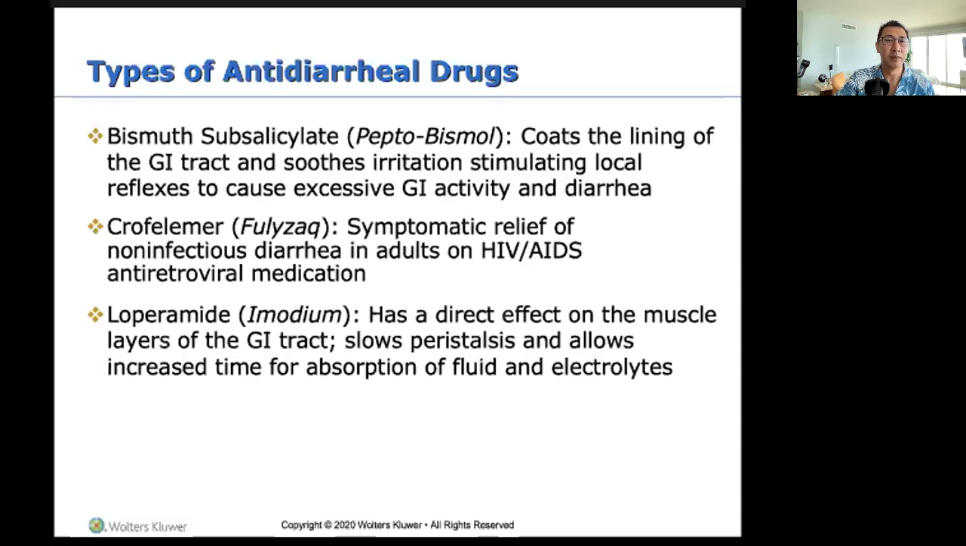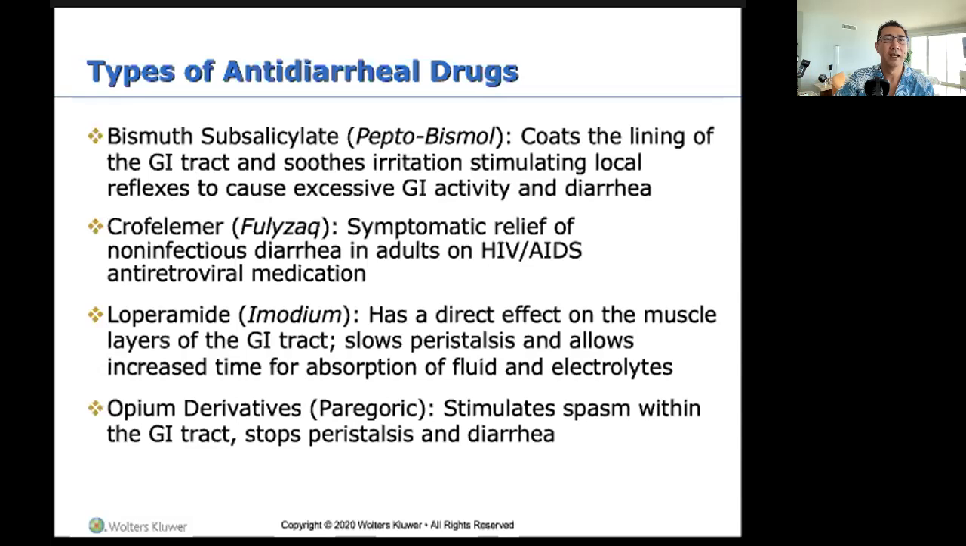Imodium, I'm very familiar with Imodium. I have a lot of them in my cabinet. And Paregoric, I'm not so sure about this one. This might be a new medication, but we don't use this in a hospital. It's mainly Imodium and Pepto-Bismol when we use in a hospital setting.